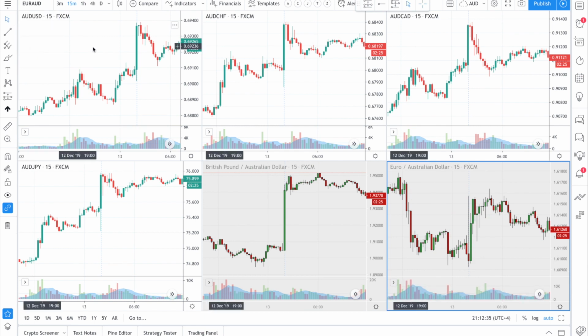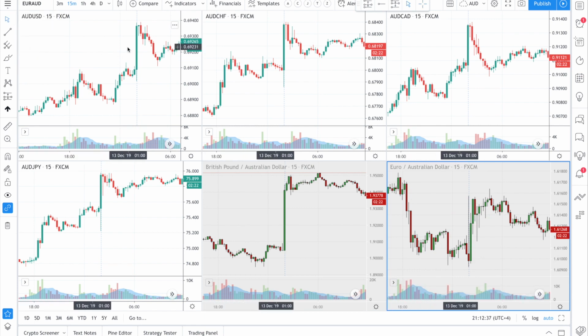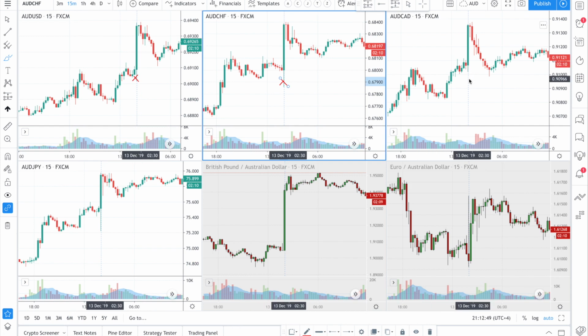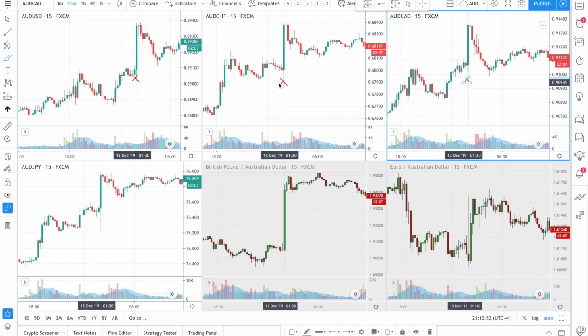All right, so here we are on the top left. I'm looking at Aussie USD. Okay, for me, New York closes right on this dotted line here. That's where New York closes. Same thing for the next chart. That's where New York closes. New York closes at this time as well, etc., etc.